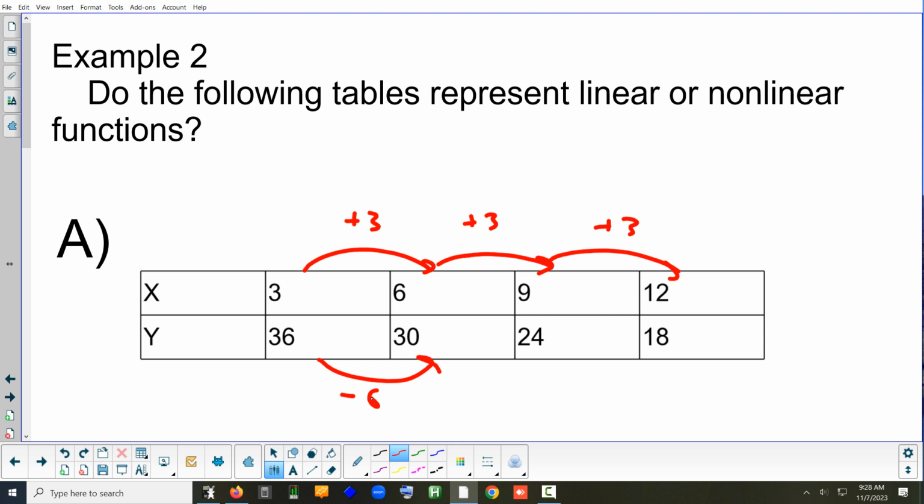If it's not -6, then we have to write nonlinear. How do you get from 30 to 24? Yep, from 24 to 18? Okay, so it was the same thing each time. In this case, subtraction. So because it was the same, is this linear or a nonlinear function? Oh, linear. What is it? Linear. Yep, this is linear.